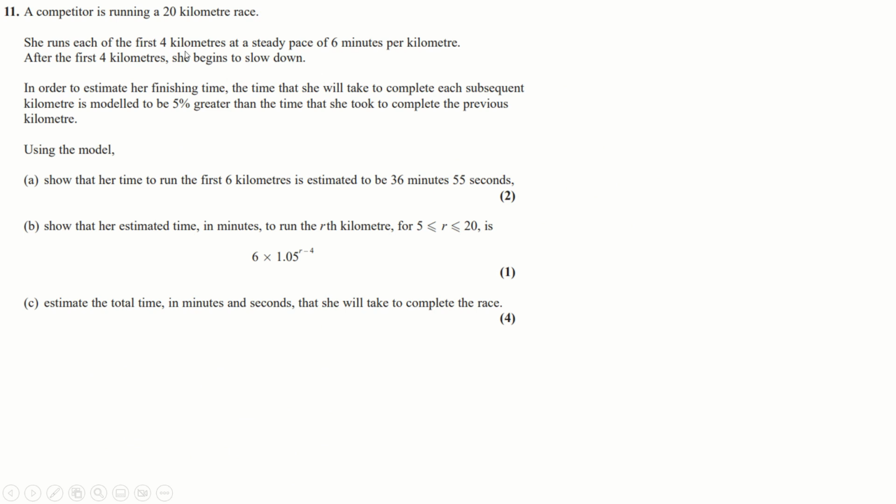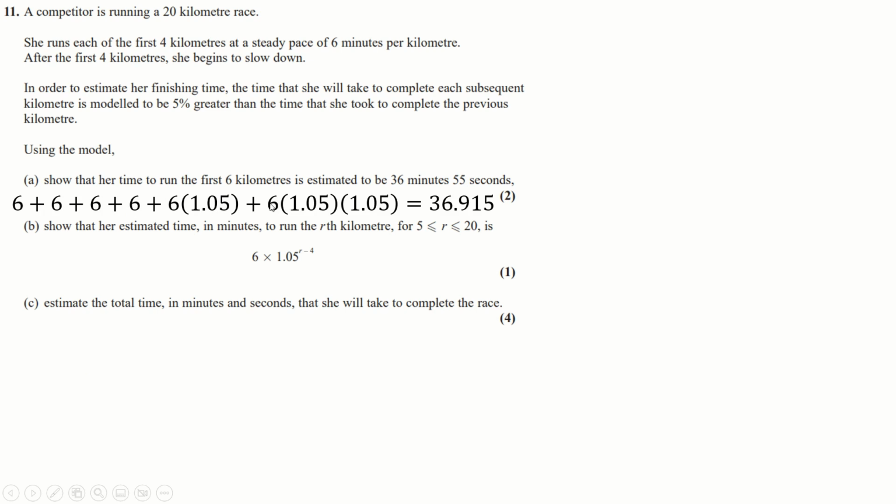11 then, so we've got 6 minutes per kilometer for the first 4 kilometers, and then we start going 5% greater. 5% greater is, of course, timesing by 1.05. So the first kilometers are going to be 6 minutes plus 6 minutes plus 6 minutes plus 6 minutes. That represents the first 4 kilometers. And then the 5th kilometer will be done 5% greater or slower, I guess. So we do this.